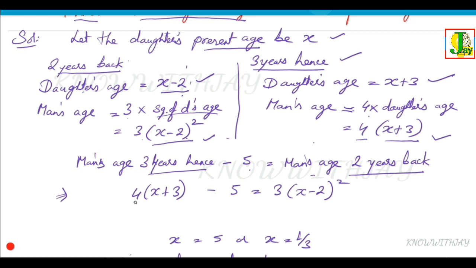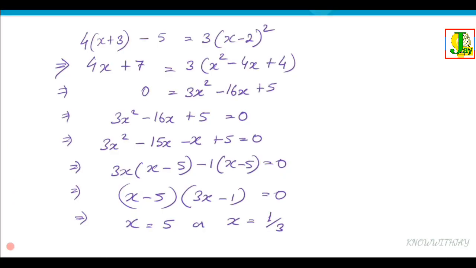So the man's age after 3 years is 4 into (x + 3), and 2 years back it's 3 into (x - 2)², and if we subtract 5 from here, they are equal now. So this is the expression. We need to solve it, reduce it to a quadratic equation first, and then solve it. So this is the solution.